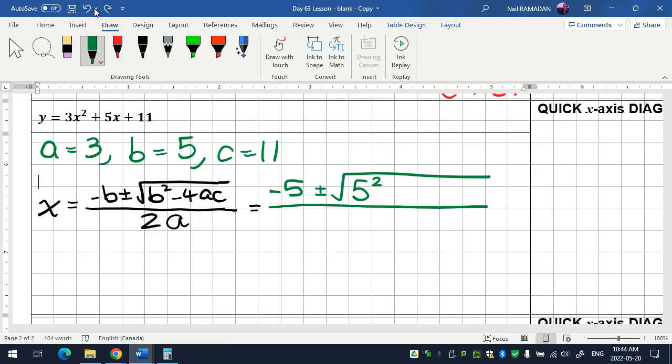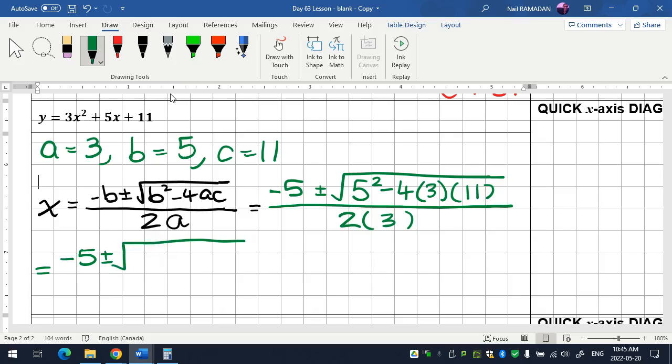Okay? Minus 4 bracket. What's my first thing in the bracket? Come on. A, which is 3. What's my second thing in the bracket? Which is 11. No negative 11, just 11. Divided by 2 times what? What's my A? Come on, we're almost done. 3. All right, let's clean up. Negative 5 plus minus square root. What's 5 squared? Come on. 25.